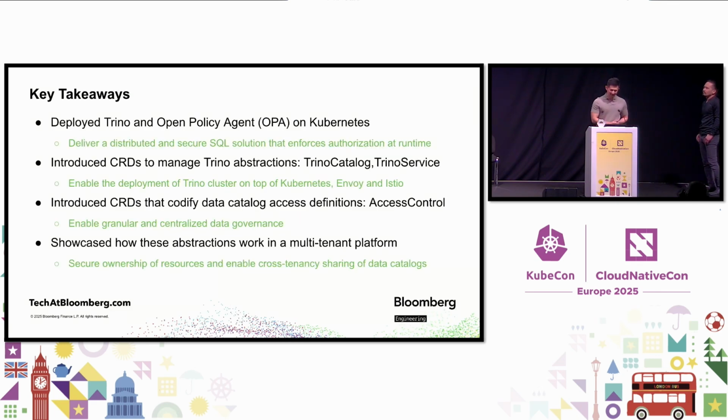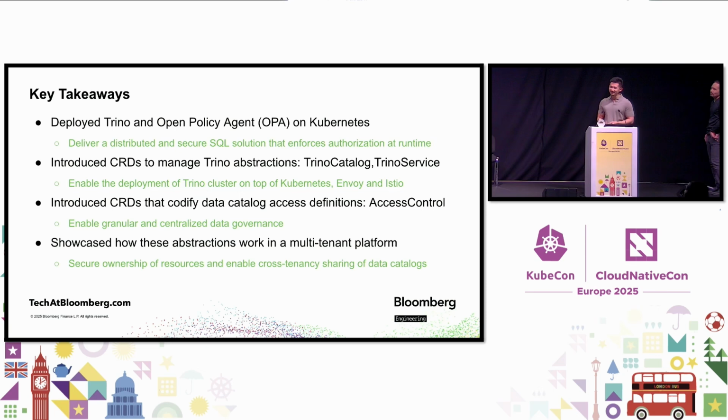All right. Thank you, Aki. Let me just recap what we talked about within our presentation. So we talked about deploying Trino in combination with Open Policy Agent on Kubernetes to deliver a distributed and secure SQL solution that applies authorization checks at runtime. We also introduced CRDs to manage Trino-specific abstractions, like the Trino catalogs, that allow us to share catalogs and mount these properties onto a Trino cluster, as well as the Trino service that takes a very simple set of inputs that are exposed for our end users to allow them to request a Trino cluster in a very simple way and deploy that cluster on top of Kubernetes, Istio, and Envoy.